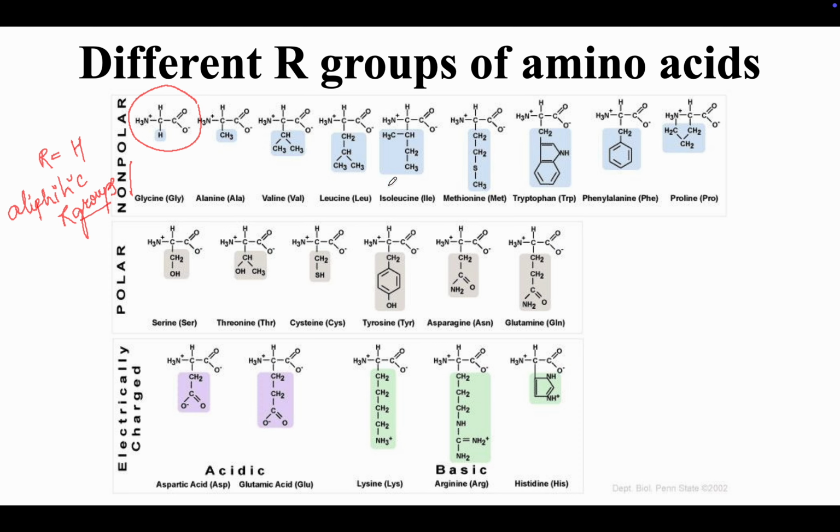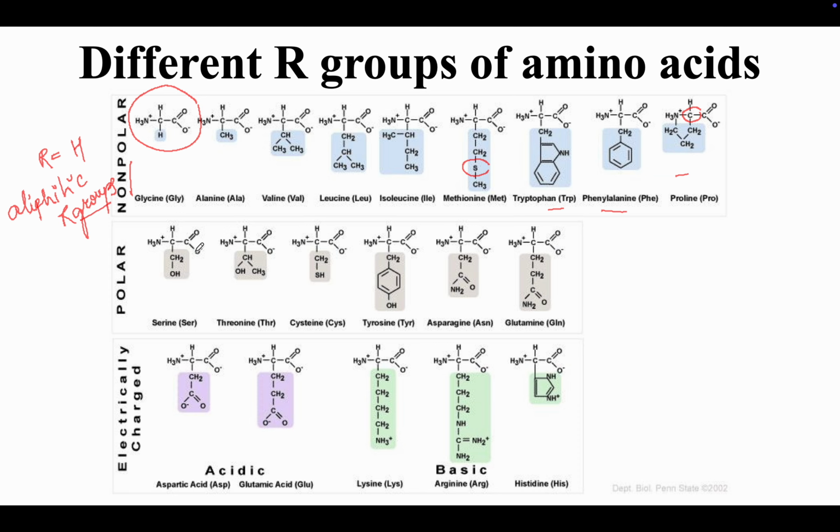Then we have methionine, which has a sulfur group attached in between two methyl groups. And we have here a few aromatic amino acids which are uncharged or non-polar. The two aromatic amino acids which are uncharged or non-polar are tryptophan and phenylalanine. And proline is one of the cyclic amino acids, which doesn't have a chiral carbon atom here.